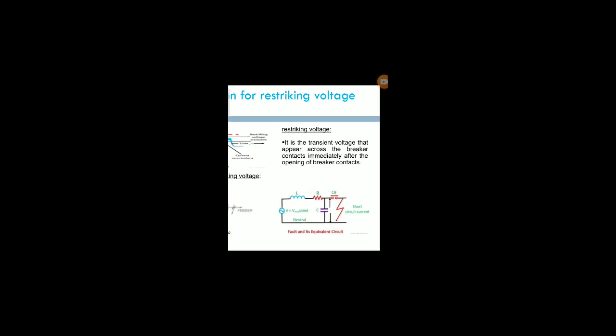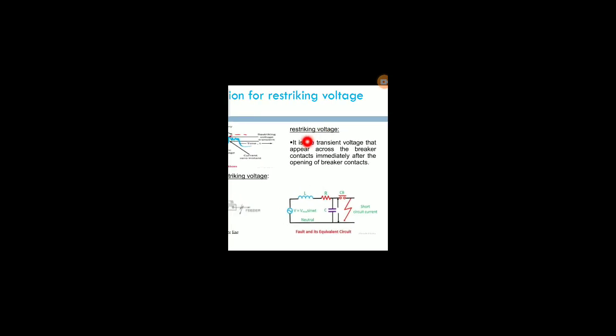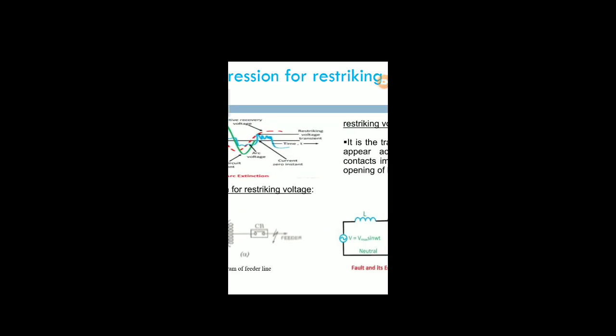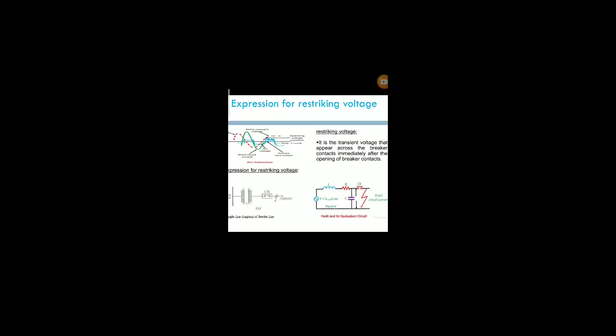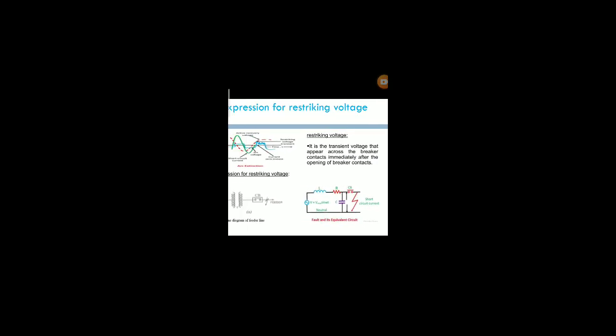Restriking voltage is the transient voltage that appears across the breaker contacts immediately after the natural current zero breaker operation.